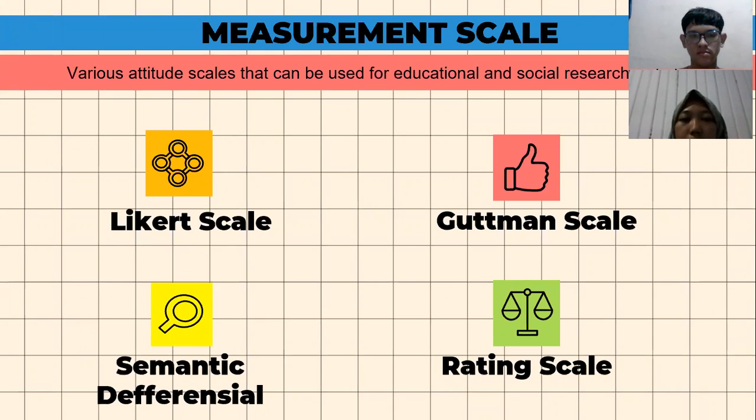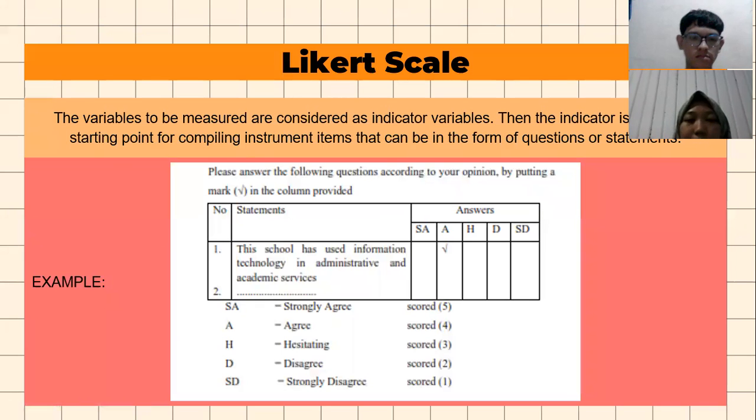And there are measurement scales, various attitude scales that can be used for educational and social research, including Guttman scale. There are Likert scale, Guttman scale, semantic differential, and rating scale. Next will be explained by Mubin.